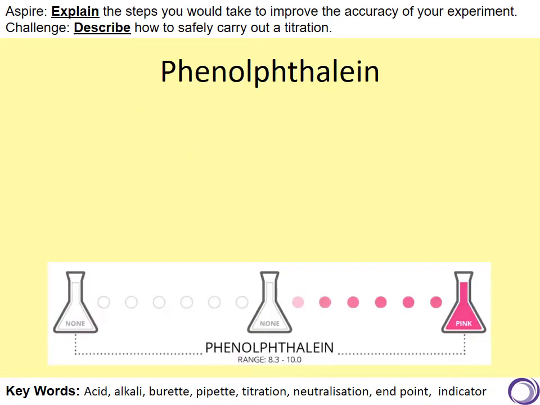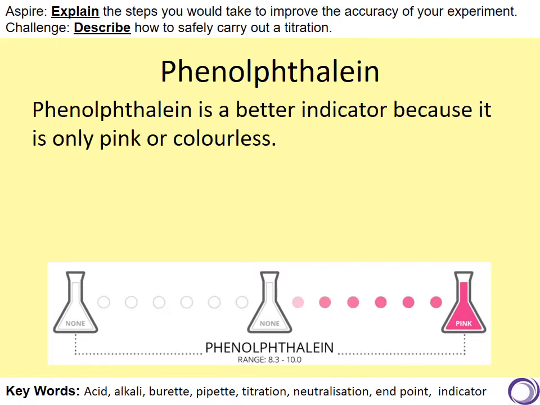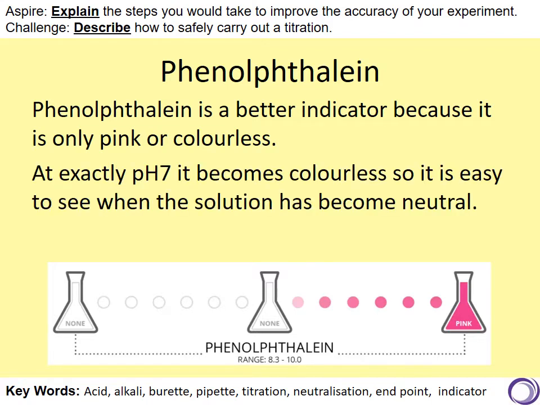So for the titration we're going to look at today, we're going to use an indicator called phenolphthalein. It's a better indicator because it is only pink or colourless, and at exactly pH 7 it becomes colourless, so it's easy to see when the solution has become neutral. This is what we call the end point, so the point at which the solution becomes neutral and we see the indicator change colour is the end point.